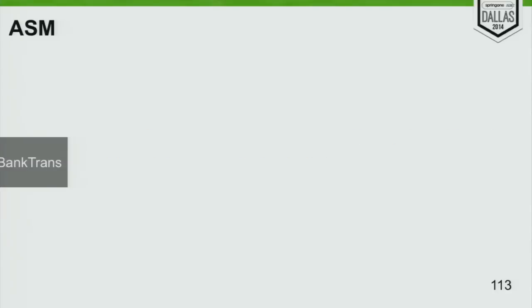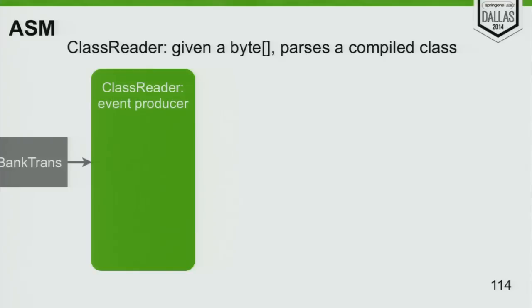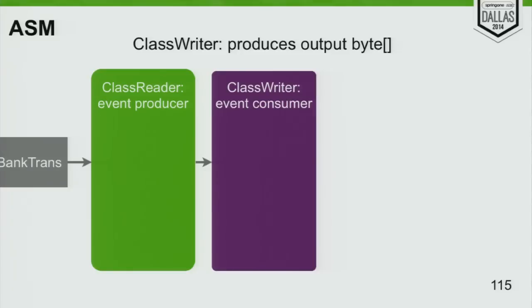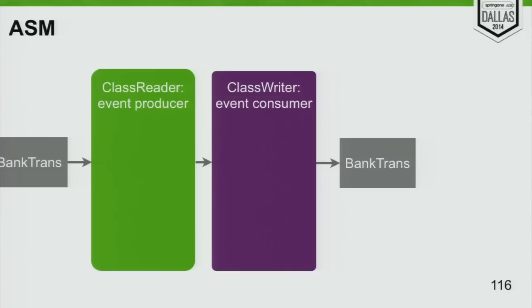So we're going to have our bank transactions class. And that's going to get sent into a class reader. And the class reader is essentially the parser. And then we could just send those bytes to the class writer. And the writer is in charge of taking the parsed bytes and putting them back together in a byte array. So then we get out a bank transactions.